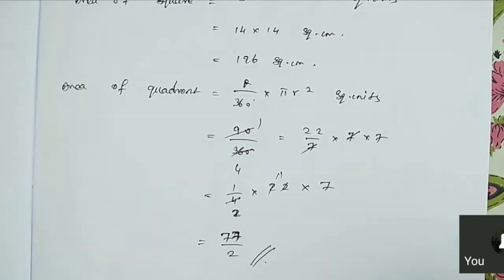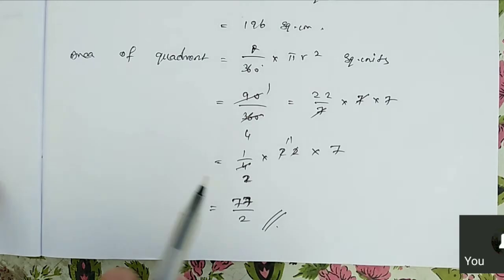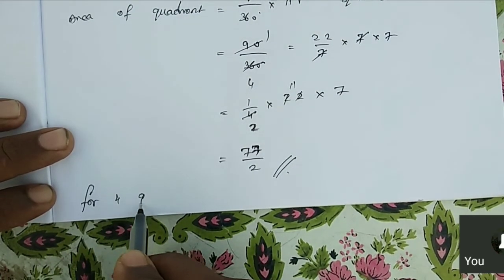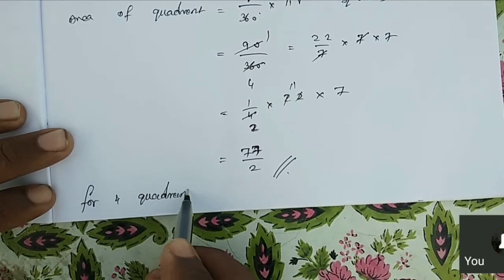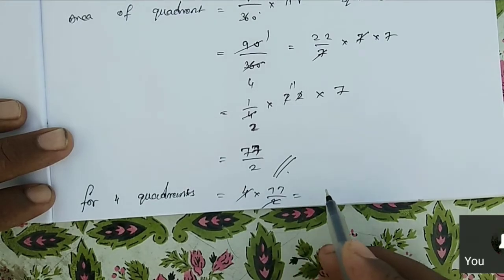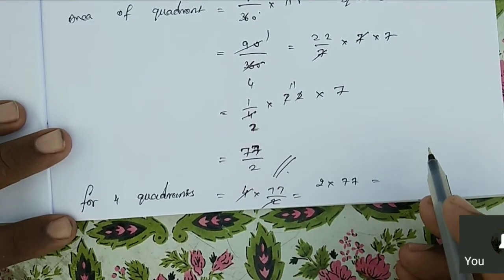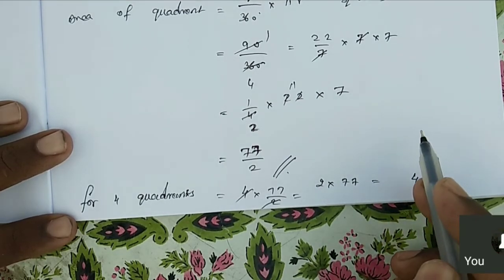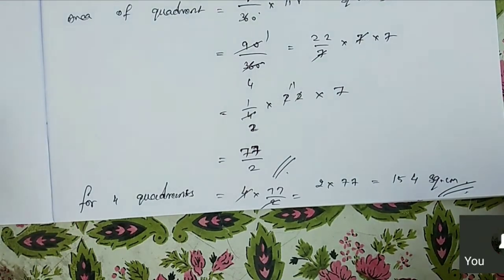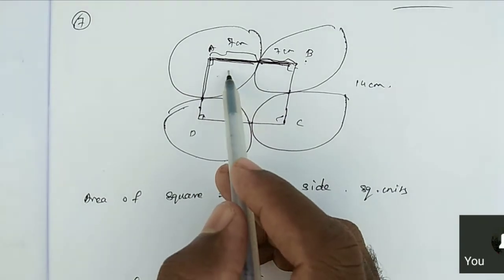So this is the area of a single quadrant. Here we have 4 quadrants. So for 4 quadrants, what is it? 4 into 77 by 2. Cancel it. 2 into 77, which is 154 square centimeter. Right? Okay. Now we found the area of these 4 quadrants.